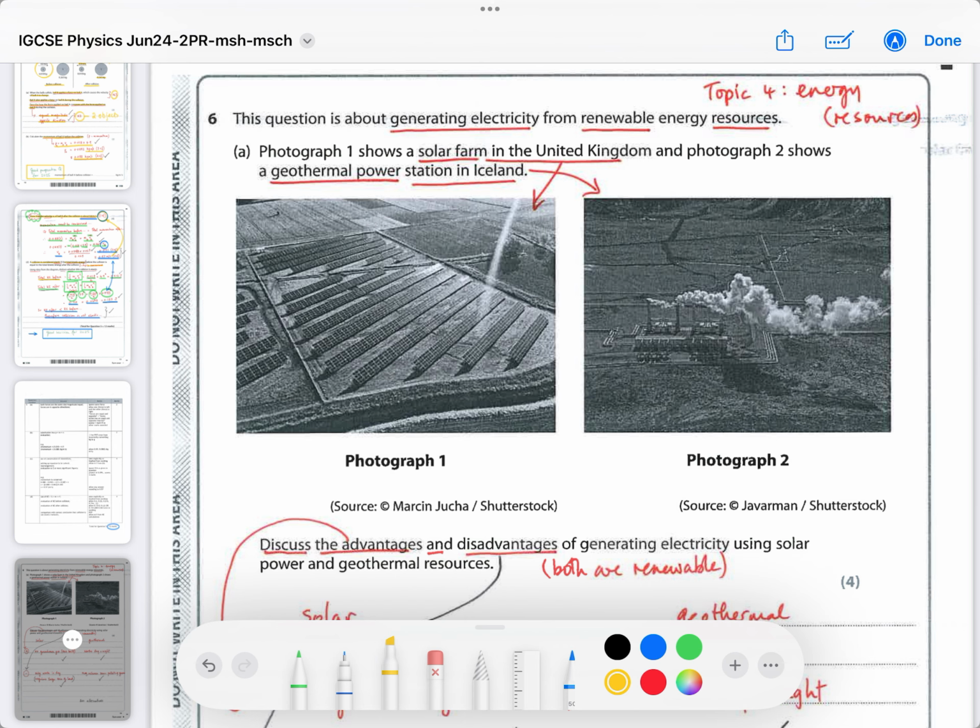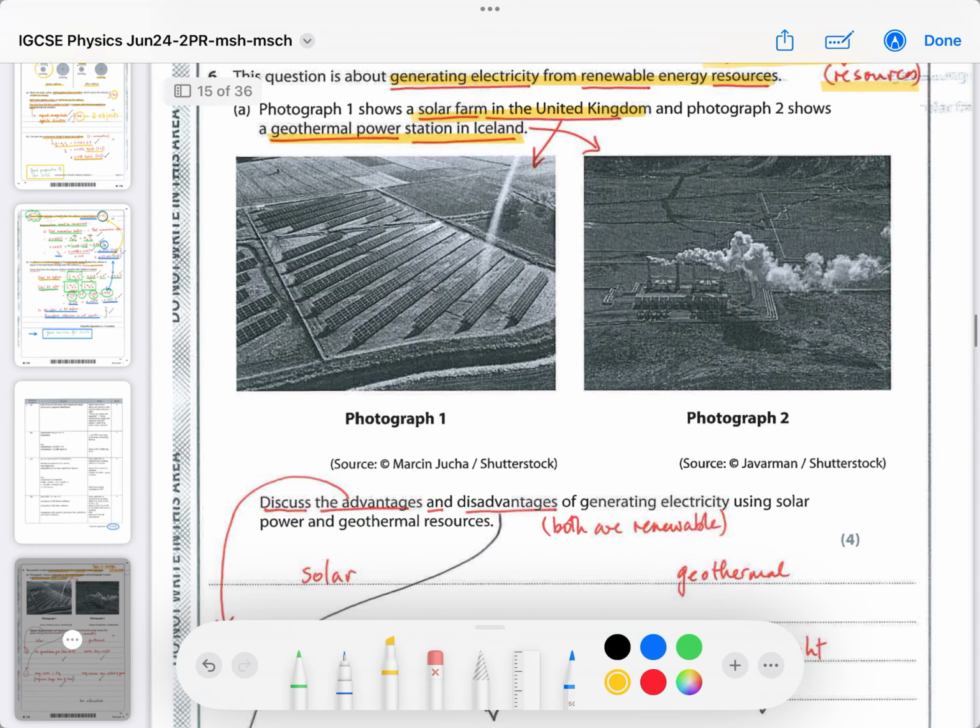Okay, so the next question is from topic 4, energy resources, which comes up in every year more or less. This is about generating electricity from renewable energy resources. So they want you to know the difference between renewable and non-renewable. But in this case, they are comparing a solar farm in the UK, which is on the left, with a geothermal power station in Iceland, where they got a lot of geothermal energy, heat coming out of the ground.